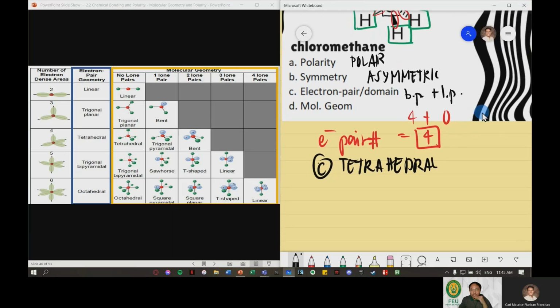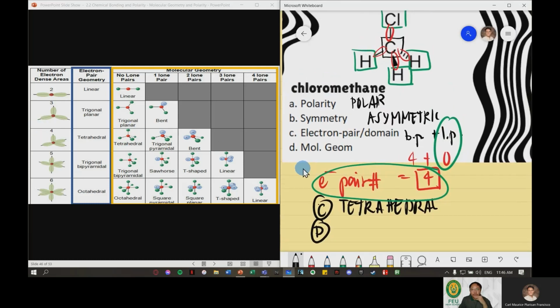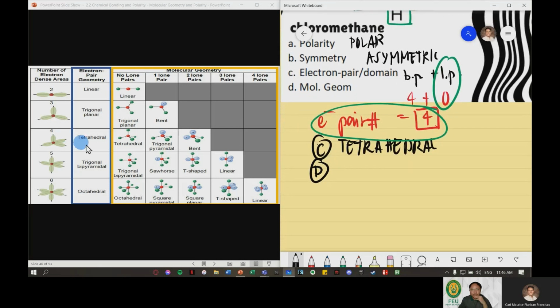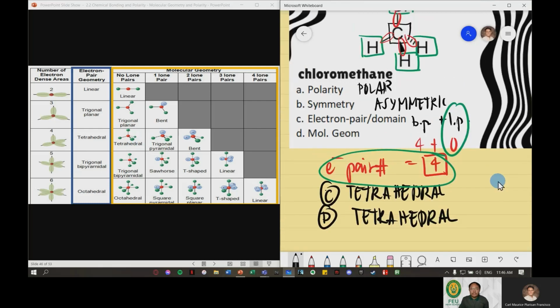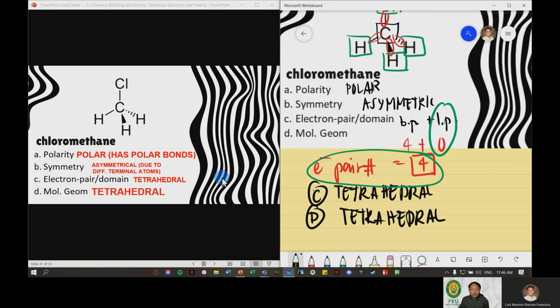Whereas for letter D, always remember this is molecular geometry. You need to base upon E pair number and LP number. So for 0, no lone pair, tetrahedral. Okay, so to check if my answers are correct as well: polar, asymmetric, tetrahedral, tetrahedral. Okay, so hopefully you understood how the answers came about.